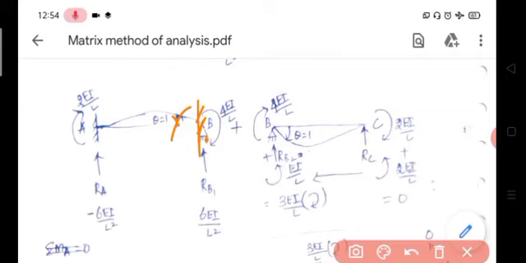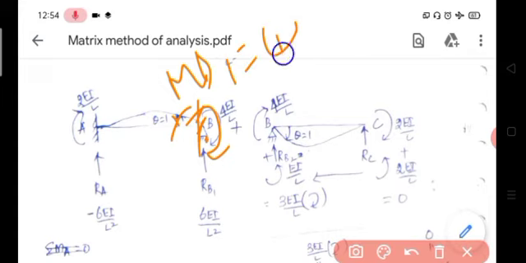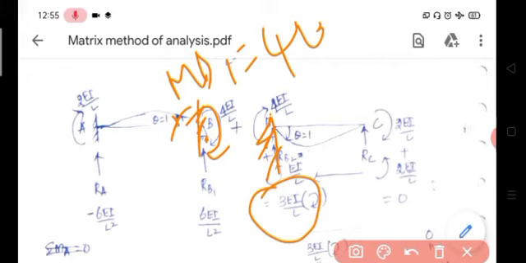Therefore, the induced moment at joint B, MB1, is equal to 4 EI by L, in the clockwise direction. Then MA is equal to 2 EI by L. For the BC portion, B is a fixed end where we allowed rotation, but C is a roller. Therefore, the induced moment at B, MB2, is equal to 3 EI by L, and MC is equal to 0.